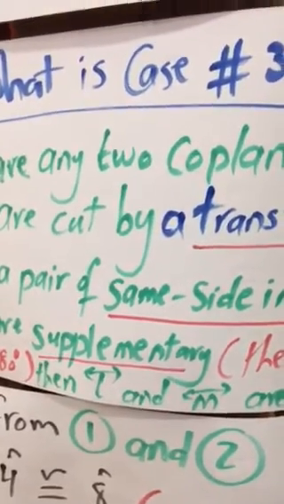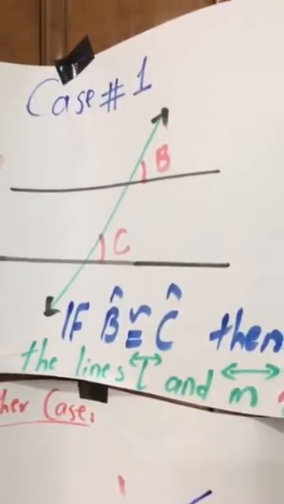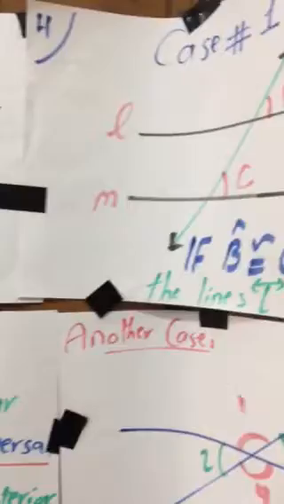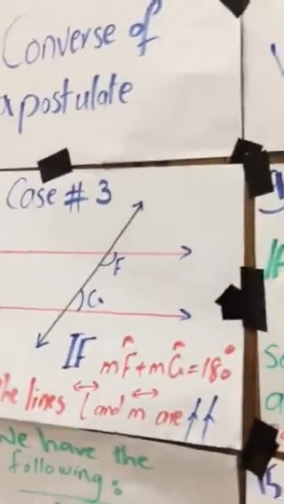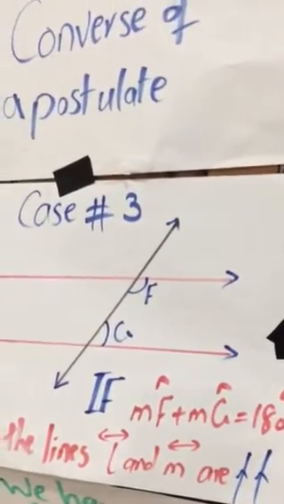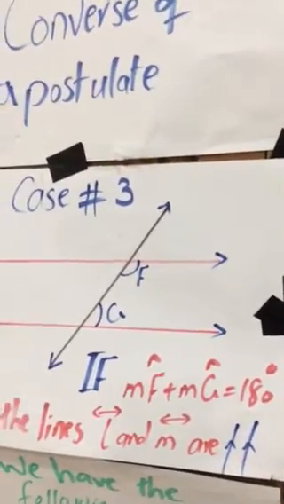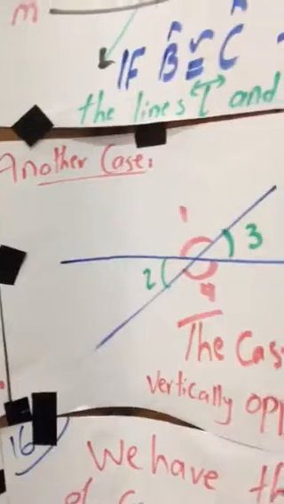Let me review what we have. Case number 1: these two angles are corresponding. Case number 2: these two angles are alternate interior angles. Case number 3: if we have same side interior angles, their sum equals 180. If we have these three cases, we can conclude that these two lines are parallel.